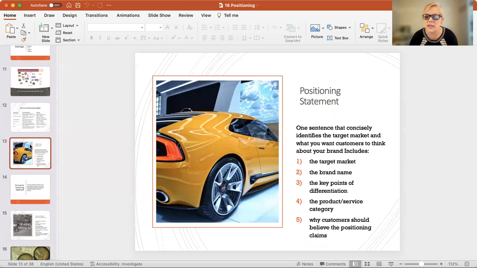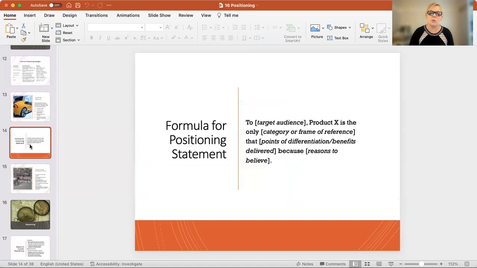All right, positioning statement. How do we do it? Well, it's one sentence that identifies our target market and then what we want our customers to think about our brand. So we need the target market, we need the brand name, we need our point of differentiation, our product and service category, and why customers should believe the positioning claims. So we need to think about all of that when we write it.